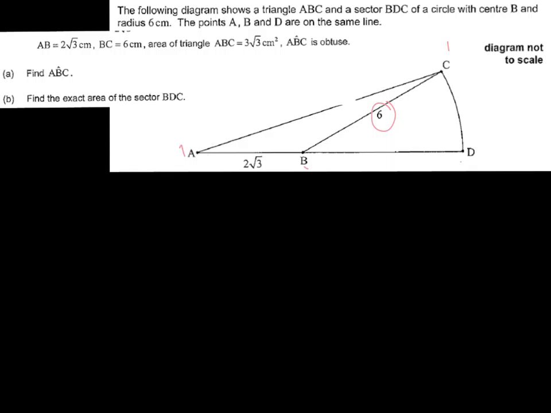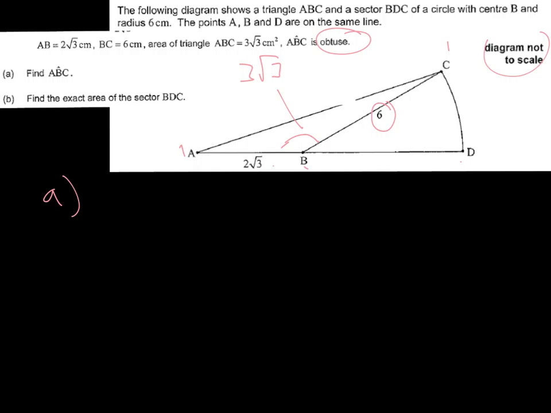We're told that AB is 2 root 3, BC is 6, and the area of triangle ABC is 3 root 3. And critically here, we are told that ABC is obtuse. Now, it's not to scale, but we can see it does appear to be obtuse, but that's important, we'll see in a minute. In part A, then, we are asked to find angle ABC, which we're told here is obtuse.